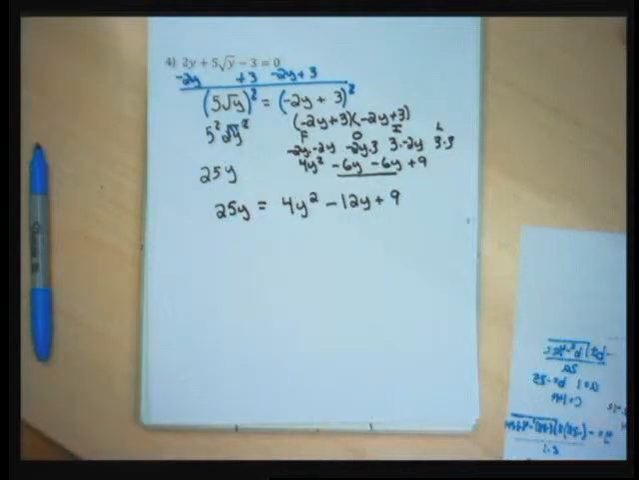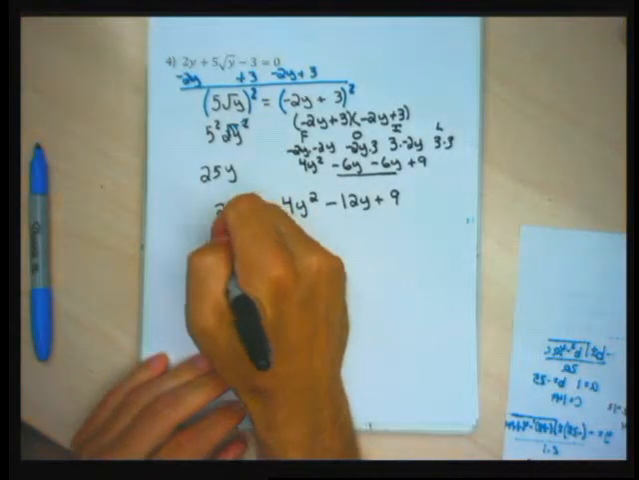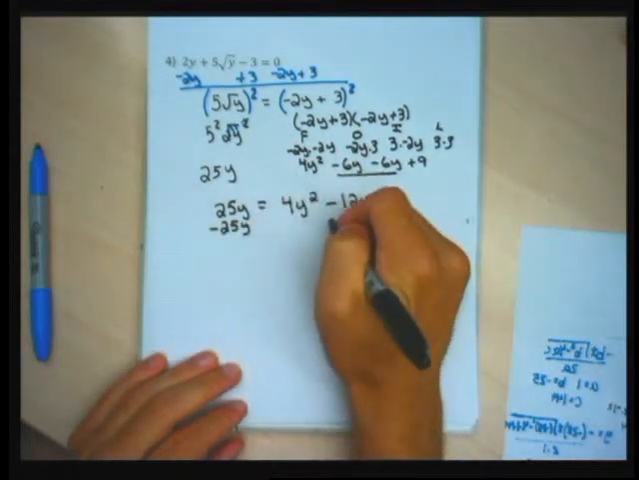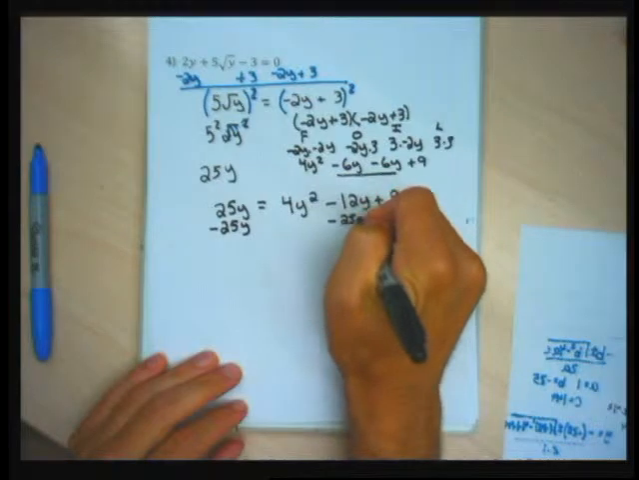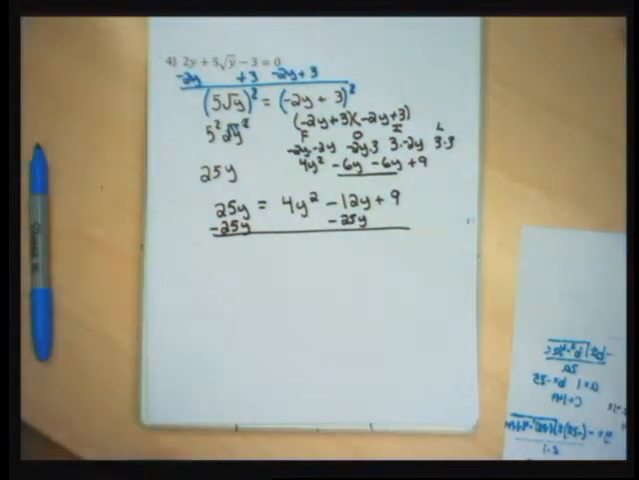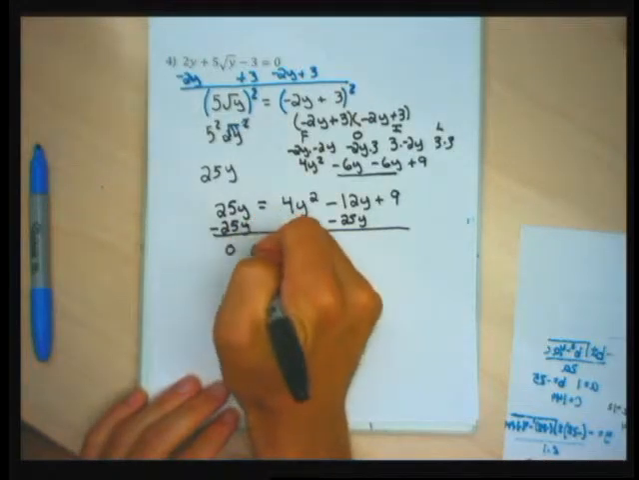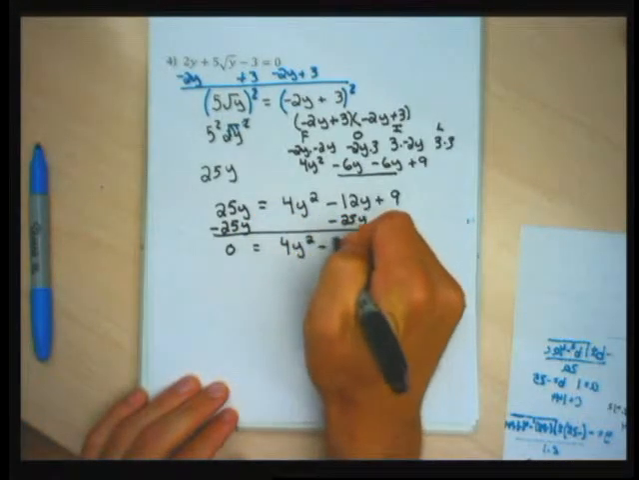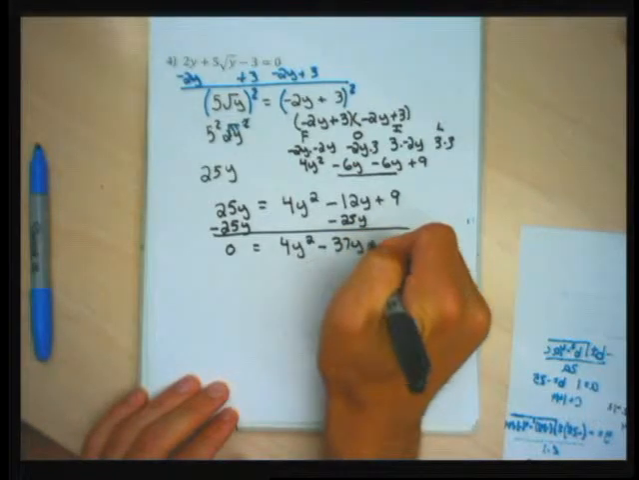So squaring both sides gives me 25y equals 4y squared minus 12y plus 9. Now I have a problem with a square. I'd like to solve by either factoring or the quadratic formula, but both the factoring method and the quadratic formula method require the problem to be set equal to 0. So I'm going to get it set equal to 0 and do 4y squared minus 37y plus 9.